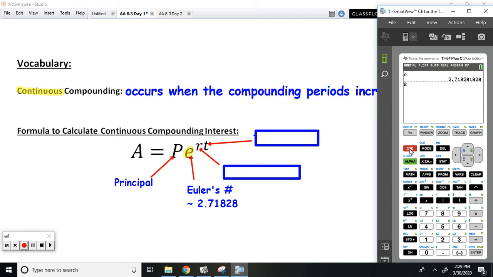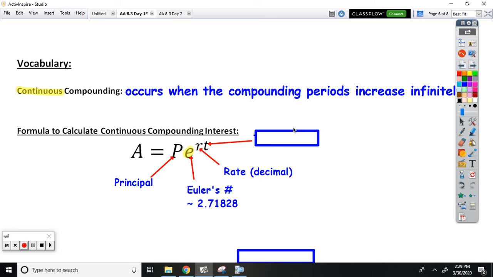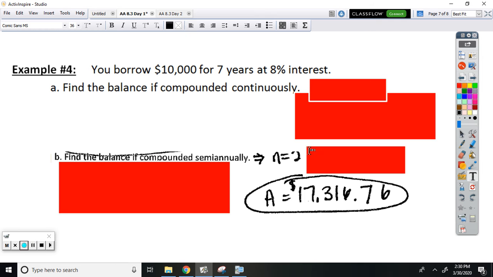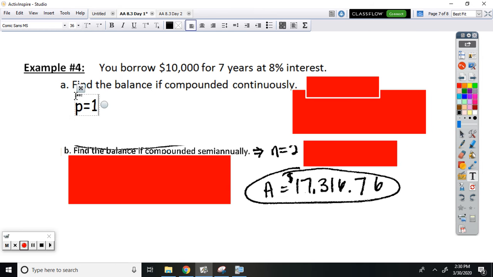You also can press second and the ln button, which is right down here on the left. That'll get you e to the whatever power. This one is more useful because our formula does have exponents of r and t. Remember that r stands for our rate as a decimal, and t is still our time in years. So for part A, we borrow $10,000, that's our P value. T is 7. R is 0.08.